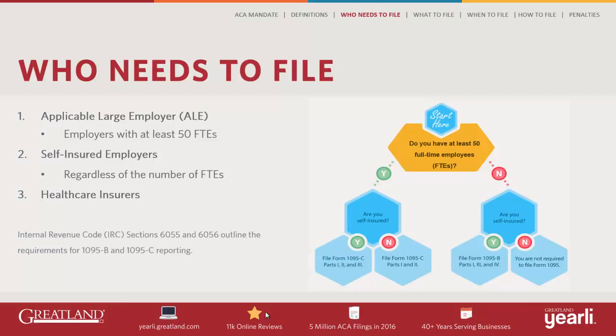If you don't have at least 50 full-time employees, including full-time equivalent employees, but you are self-insured, then complete Form 1095B, Parts 1, 3, and 4. Internal Revenue Code Sections 6055 and 6056 outline the requirements for Form 1095B and 1095C reporting, and I strongly encourage you to read these regulations.